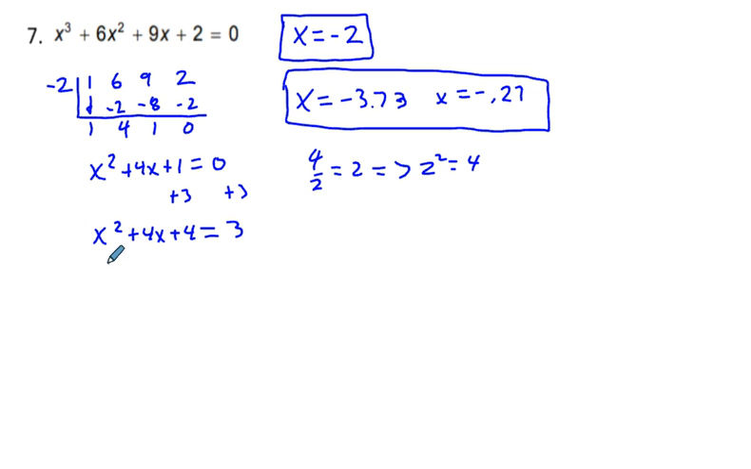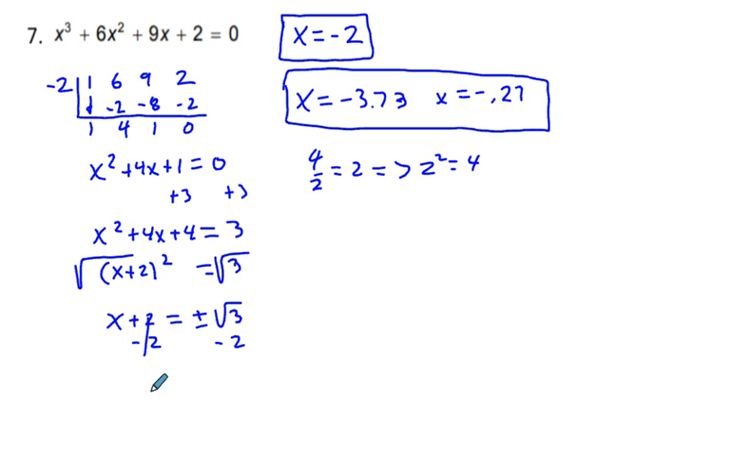And then we can rewrite this x squared plus 4x plus 4, the perfect square, as x plus 2 squared equals 3. And we go ahead and take the square root of both sides. So we get x plus 2 equals plus or minus square root of 3. And then we subtract 2. We have x is equal to -2 plus or minus square root of 3.